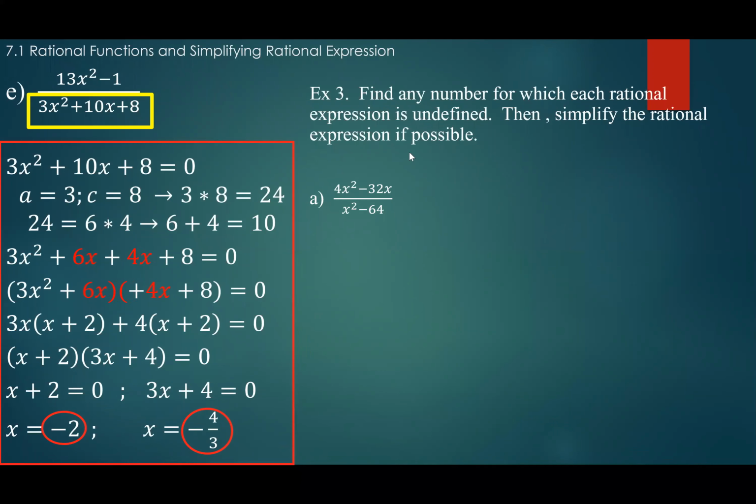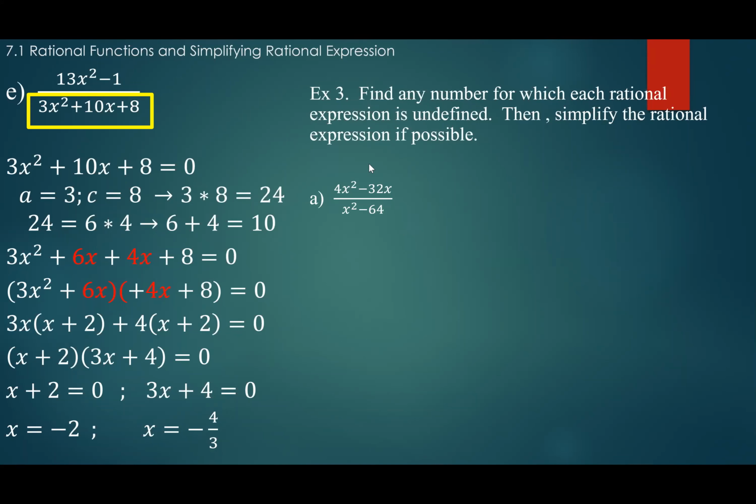All right. So now, example 3. This is where they put everything together. They put example 1 with example 2 to give you this example 3. They ask you, first, to find any number that makes this expression undefined. And secondly, you need to simplify, meaning reduce your rational expression to the lowest terms if possible. Okay, so let's do the first item.